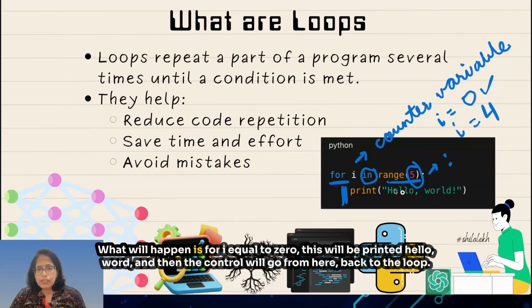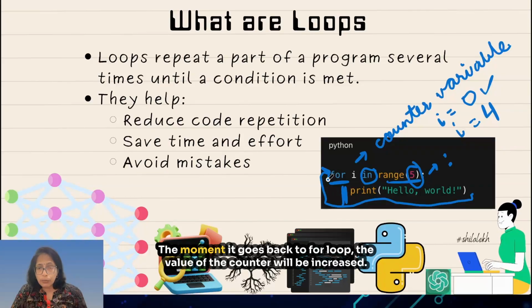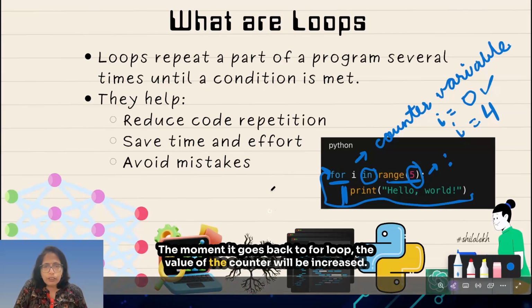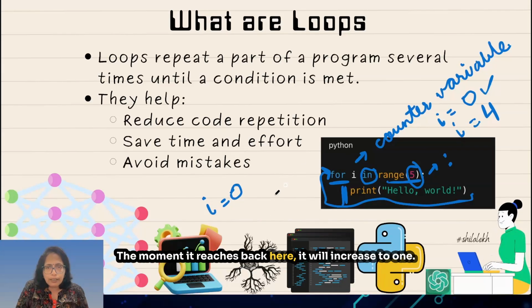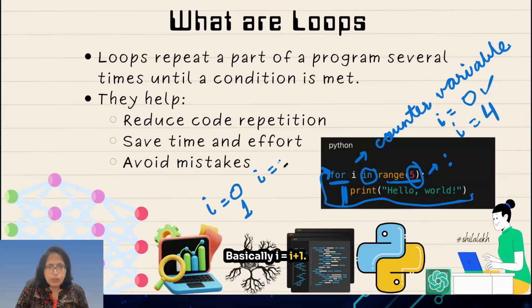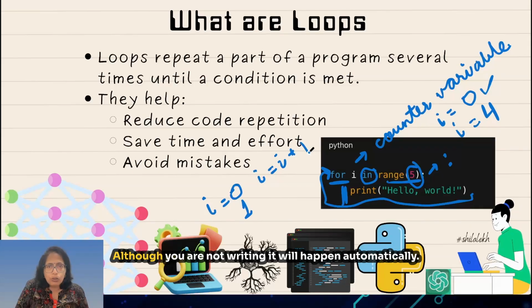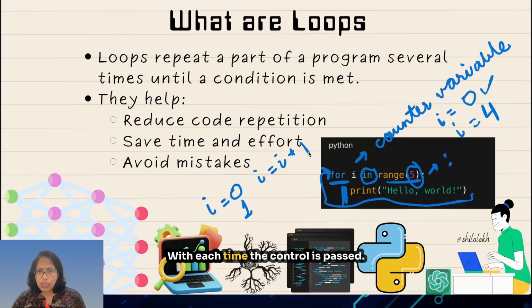What will happen is, for i is equal to 0, this will print hello world, and then the control will go from here back to the loop. The moment it goes back to the for loop, the value of the counter will be increased. Right now it is 0. The moment it reaches back here, it will increase to 1. Basically, i is equal to i plus 1. Although you are not writing it, it will happen automatically each time the control is passed.